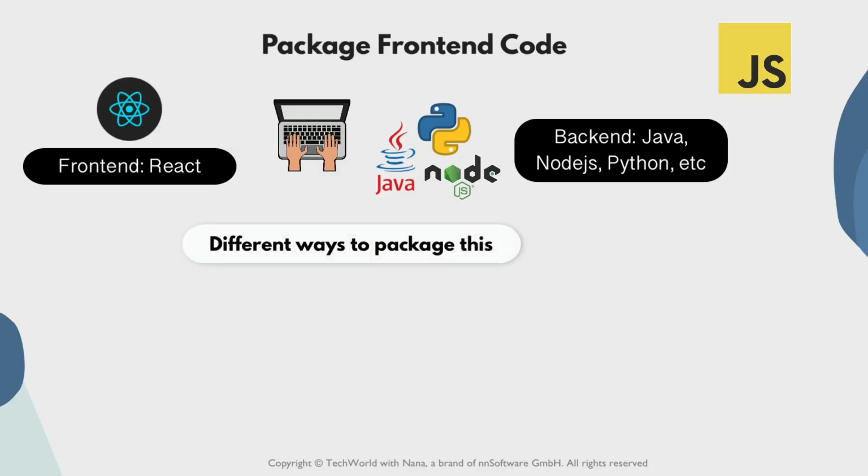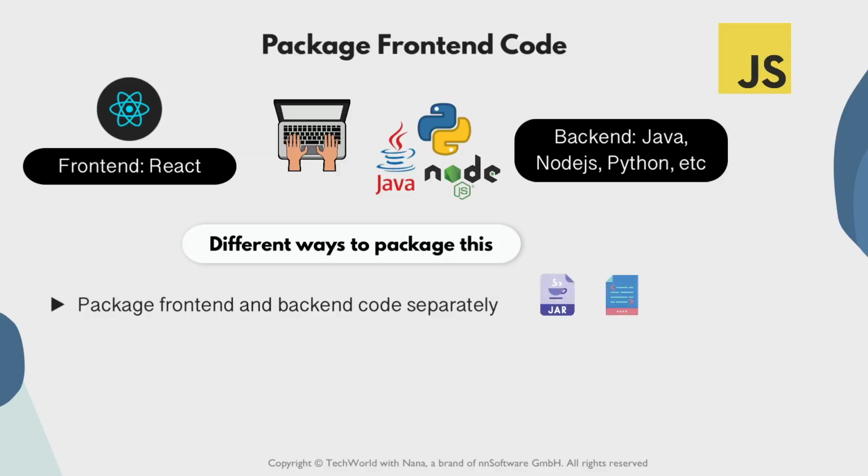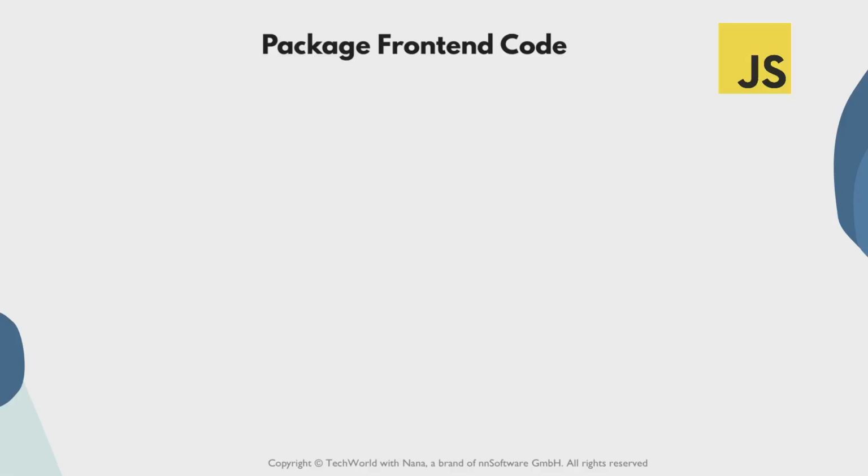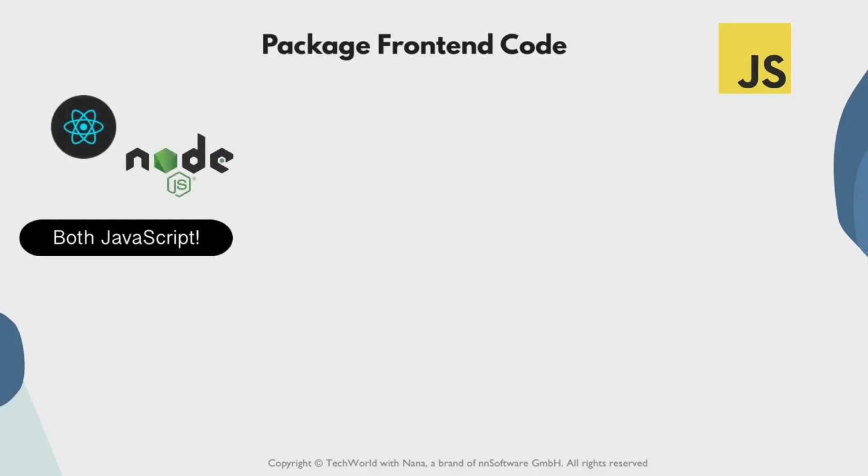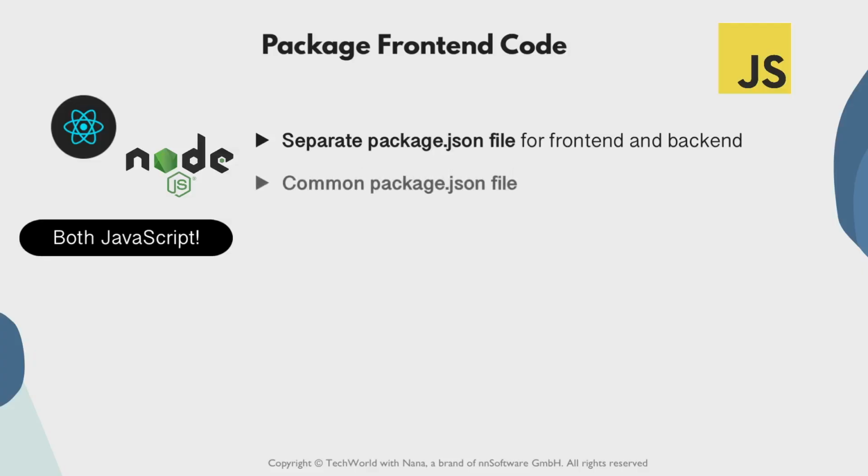Now, there are different ways to do this. You can package the front-end code and backend code separately, having separate artifacts for both, or you can have a common package for both. For example, if we have a React Node.js application, so JavaScript in front-end and backend both, then we can have separate package.json files for each part, for the React code and for Node.js code, or we can have a common package.json for both in one file, where we manage all the dependencies.